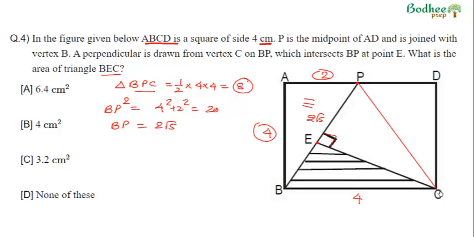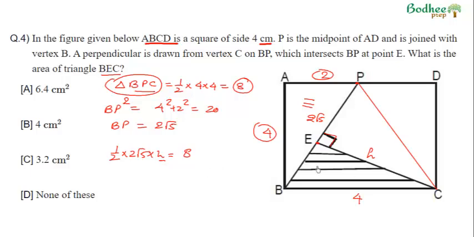Somehow we need to find the length of CE, so now we need to find the length of EC. For that, we'll be applying the same logic with the area of this triangle BPC. There is another way of getting the same area: if I consider BP to be the base, then this becomes the height, right? Say EC is the height, then half base, which is 2 root 5, into height, should be equal to the area, which is equal to 8.